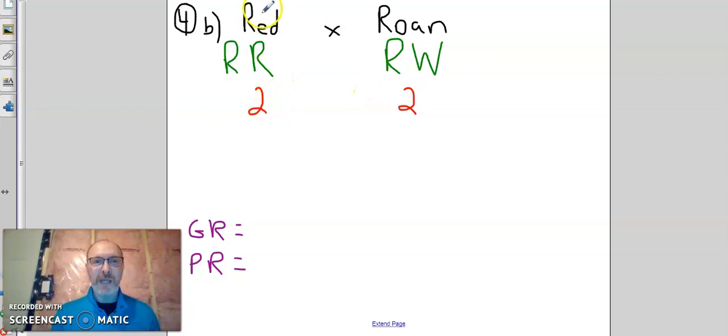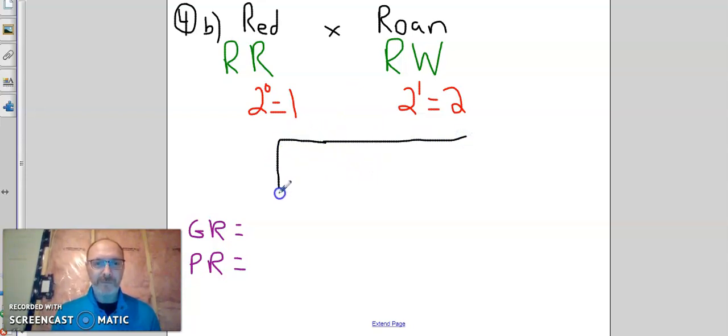Again, we're going to use 2 to the n, and so when we look at the red, there are 0 heterozygous conditions there, so we're only going to get one possible gamete there. RW here is going to be considered heterozygous because each of these alleles are different from one another. So we have one set of alleles that is heterozygous, and so there are 2 possibilities there. So now we know that our Punnett square is going to be 2 by 1. So let's do that. 2 by 1.